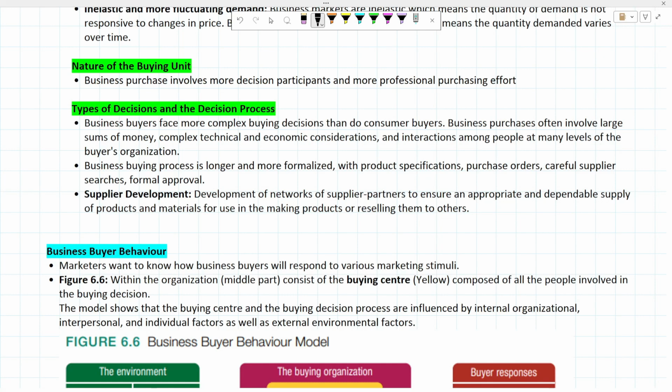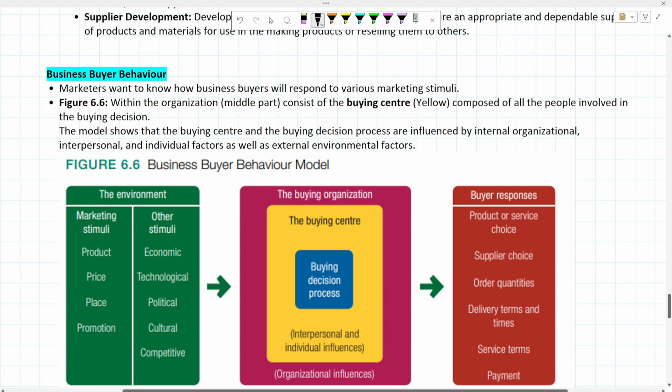The business buying process is longer and more formalized, with product specifications, purchase orders, careful supplier searches, and formal approval. Supplier development is the development of a network of supplier partners to ensure an appropriate and dependable supply of products and materials for use in making products or reselling them to others. So business buyer behavior: marketers want to know how business buyers will respond to various marketing stimuli.